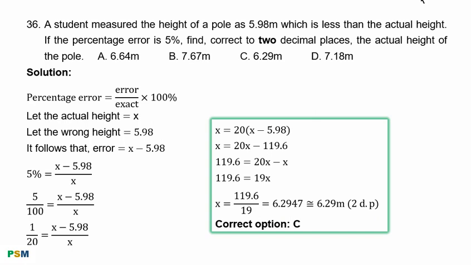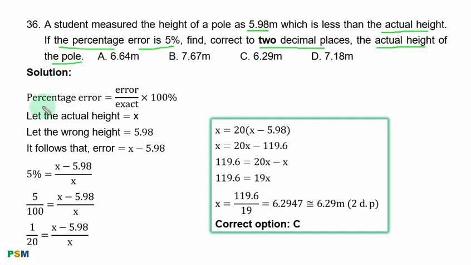Question 36. A student measured the height of a pole as 5.98 meters, which is less than the actual height. If the percentage error is 5%, find, correct to 2 decimal places, the actual height of the pole.